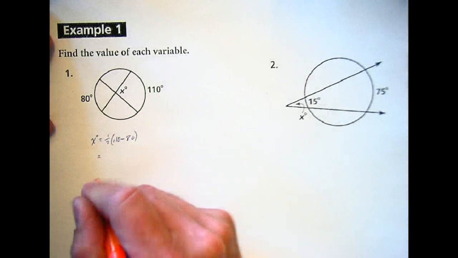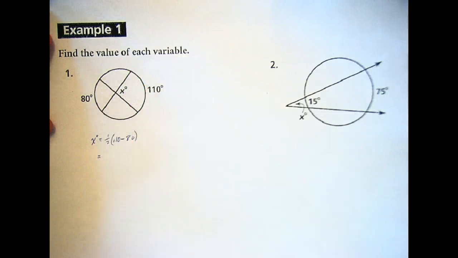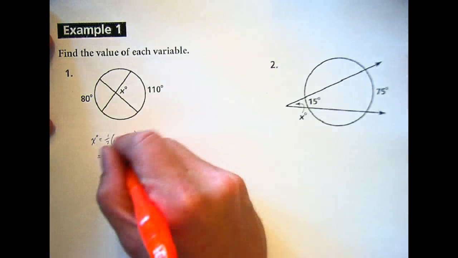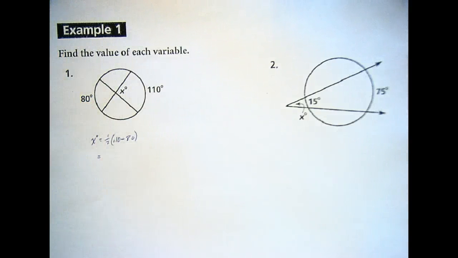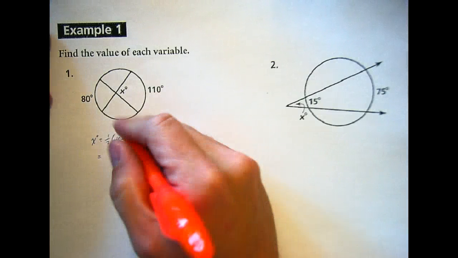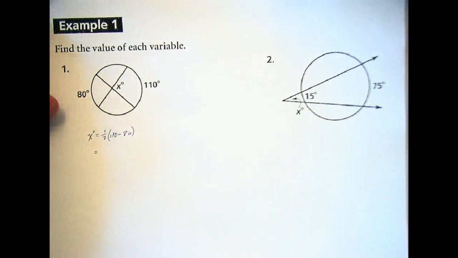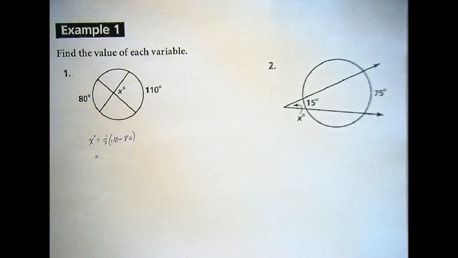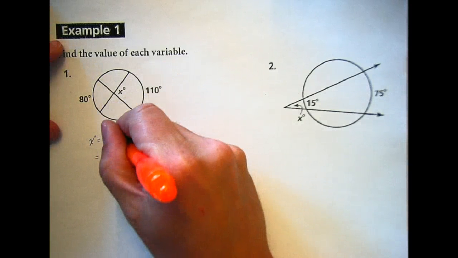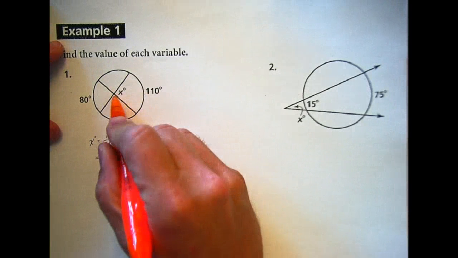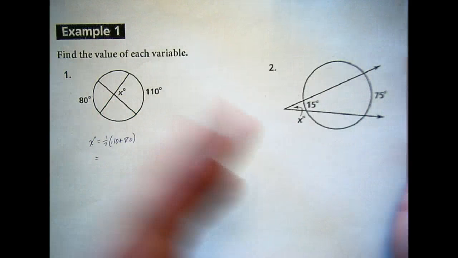Wait, no. Isn't it adding? How do we know if we're adding or subtracting? It's inside. If the angle that we're trying to find is inside or outside, you somehow have to make it clear in your mind when you add or subtract. This is going to be the tough thing on this lesson. This one is actually adding. If it's inside, we're adding. If it's outside, we're subtracting.